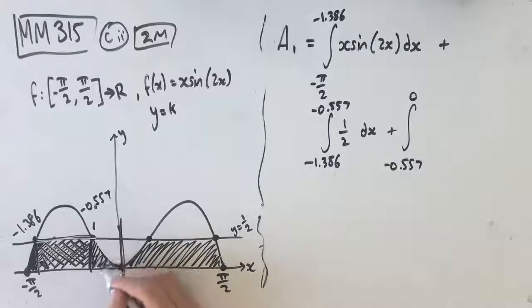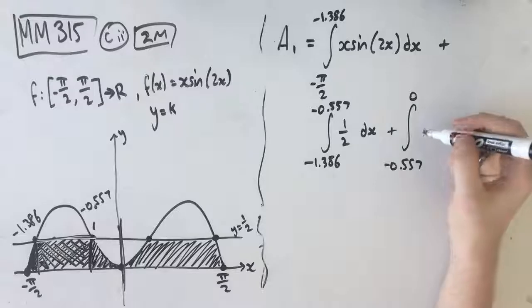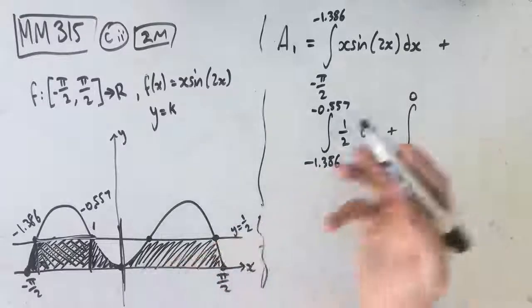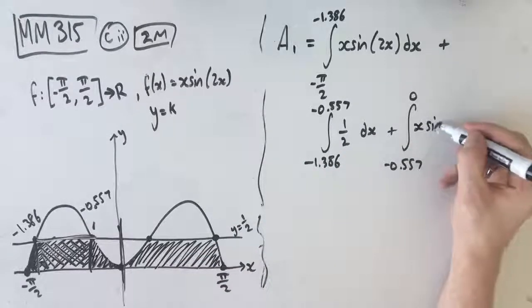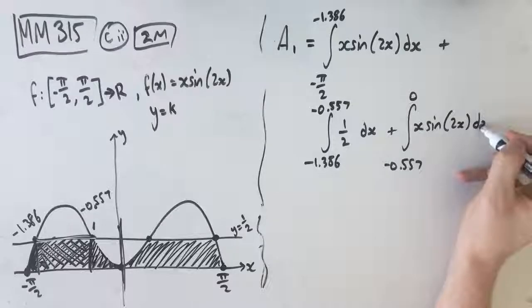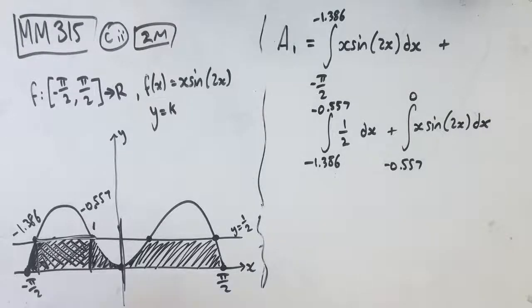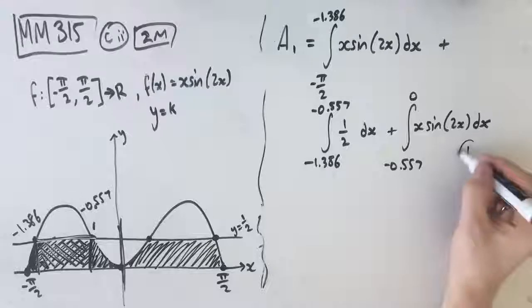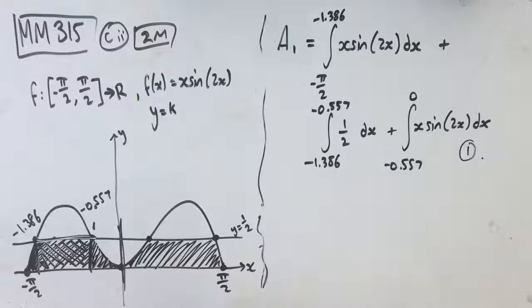We're looking for this area now, because we're going to add all these together, and that's going to give us the total area there. And this is under the f of x graph again, so x sine of 2x dx. Awesome. So recognizing all that is our first mark.